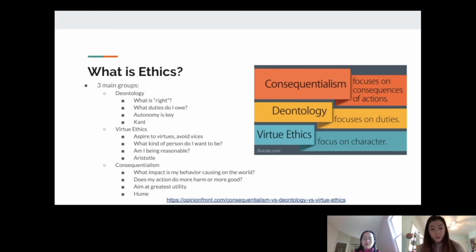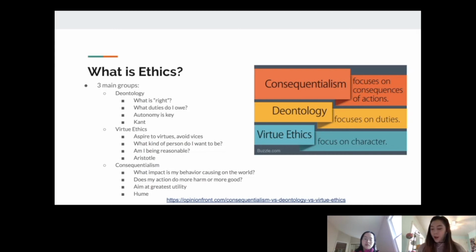Second, we have virtue ethics. Virtue ethics, which was proposed by Aristotle, says that there are certain virtues that we can aspire to and vices that we should avoid. It's concerned with finding out what kind of person you want to be and has a lot to do with finding out what people can agree upon is reasonable. In virtue ethics, being reasonable is about the same as being good.